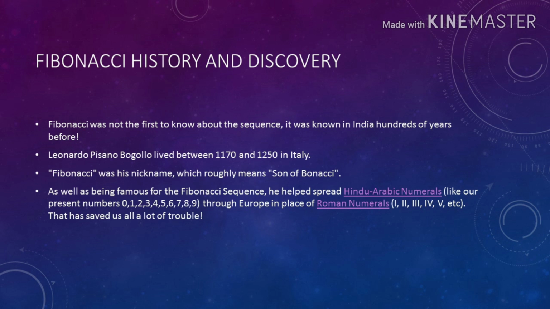Fibonacci history and discovery. Fibonacci was not the first to know about the sequence. It was known in India hundreds of years before. Leonardo Pisano Bogollo lived between 1170 and 1250 in Italy. Fibonacci was his nickname, which roughly means son of Bonacci. As well as being famous for the Fibonacci sequence, he helped spread the Hindu-Arabic numerals through Europe in place of Roman numerals. That has saved us a lot of trouble.